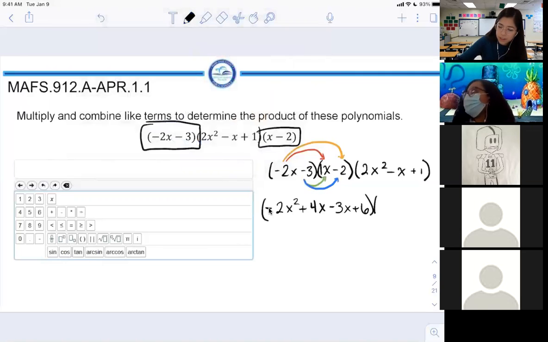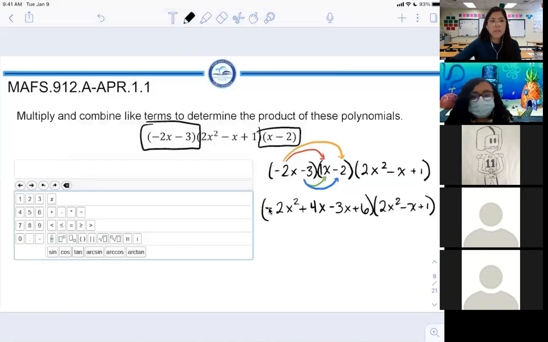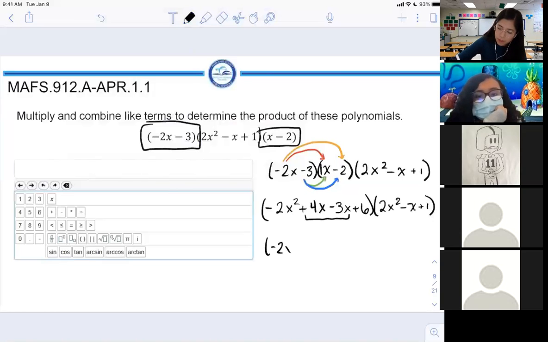Okay. So I've got that whole thing times 2x squared minus x plus 1. Well, now let's combine like terms. What can I combine? That'll be 1x. We're not multiplying yet, Tyrone, I'm just combining like terms. So this would be 1x. So now I have negative 2x squared plus 1x, or plus x, plus 6 times 2x squared minus x plus 1.